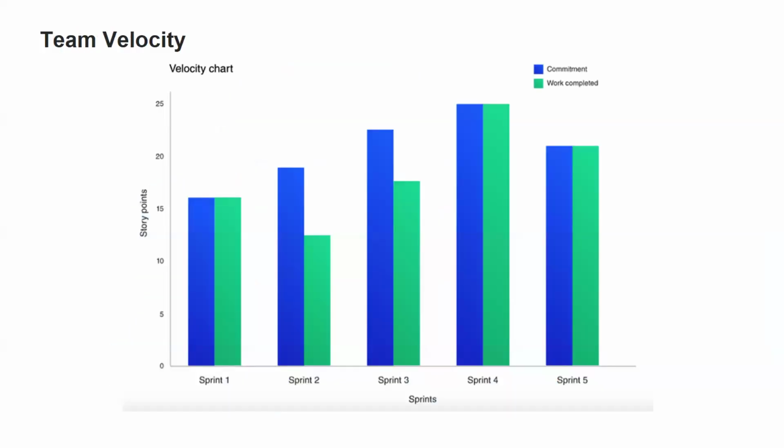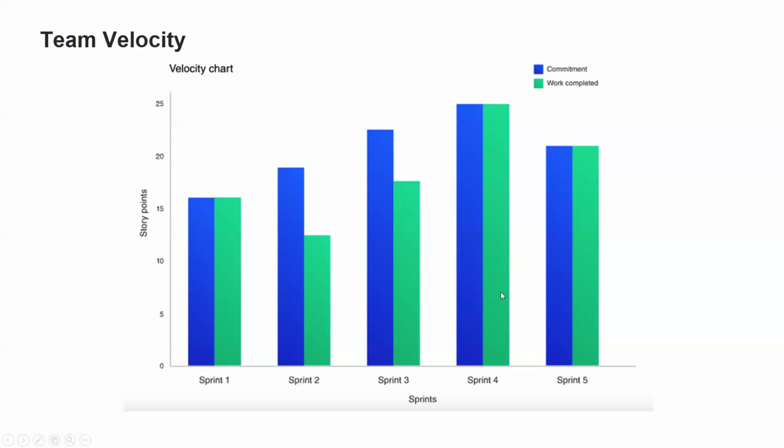The other one is team velocity. Team velocity means how many user story points the team has taken during the sprint and how much we have completed, right? As you can see, in the first sprint we took around 16 user story points. We committed 16 and we completed 16 as well. But in the second one, we took 20 but were able to complete around 12. The third one, similar. But once we learn from these mistakes, we understand that we have the capability to take 25 story points and complete them as well.